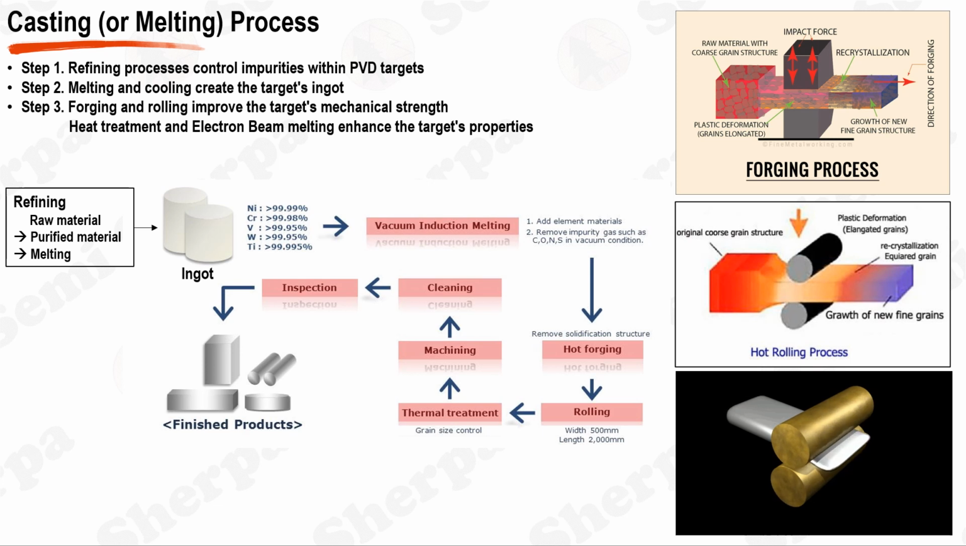Lastly, in some cases, electron beam, EB, melting might be employed. EB melting uses a focused beam of electrons to melt the material, offering high levels of control, and it is particularly beneficial for refractory metals and alloys. This process further ensures the homogeneity and purity of the sputtering target, ultimately leading to better thin film quality.